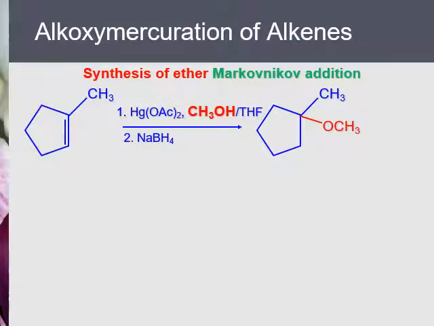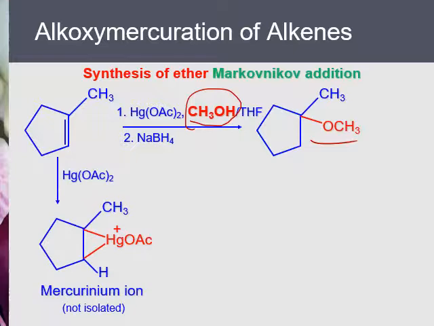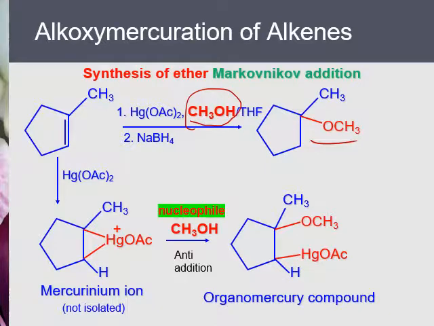If water is replaced by an alcohol, in this case methanol, then the product is an ether. So in the mechanism, the first step is the same. The mercurinium ion is formed, but the difference is the second step. Instead of water, now it's an alcohol, methanol.